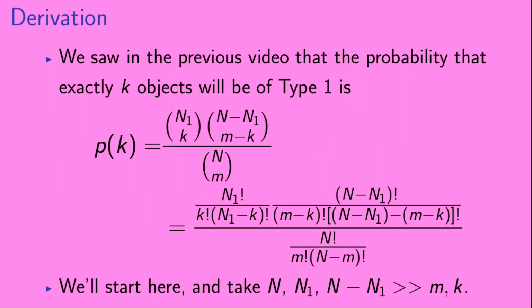Okay, so we saw in the previous video that the probability that exactly k objects will be of type 1 is given by what we've called P of k, which is equal to n1 choose k times n minus n1 choose m minus k, all divided by n choose m. And we've written that out in terms of factorials. So we'll start here and take n, n1, and n minus n1, all much larger than m and k.